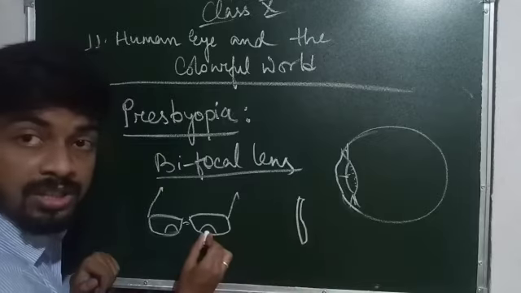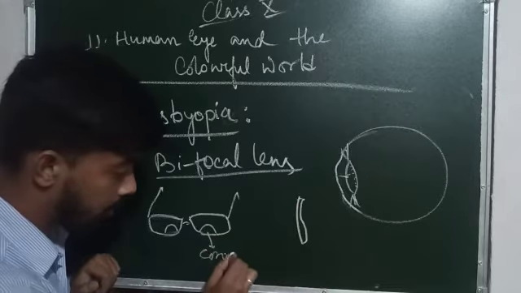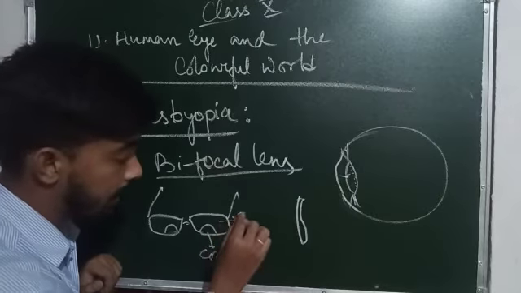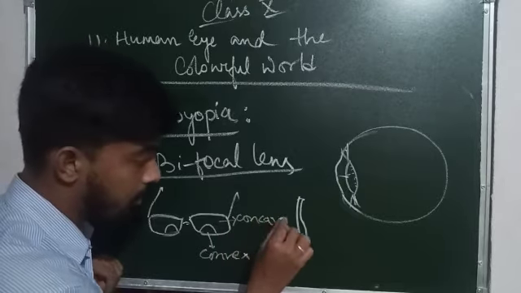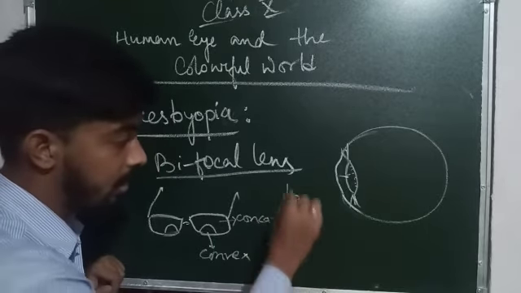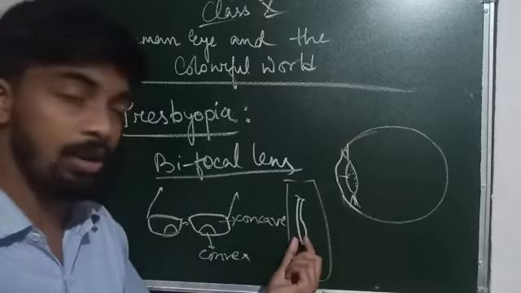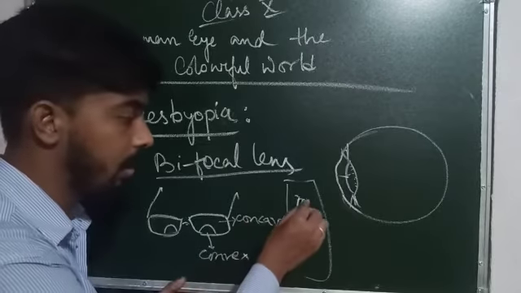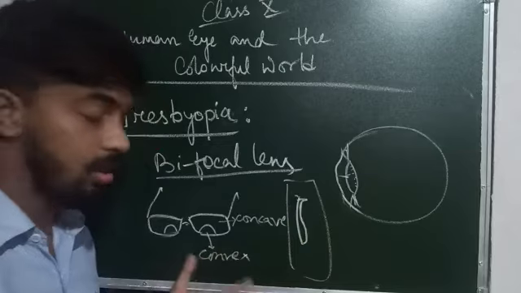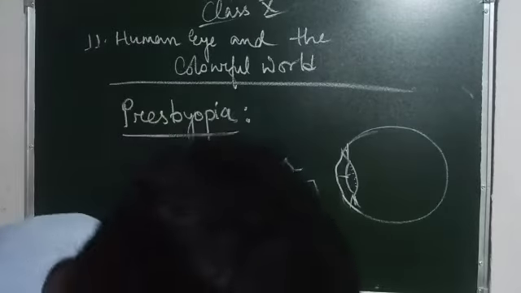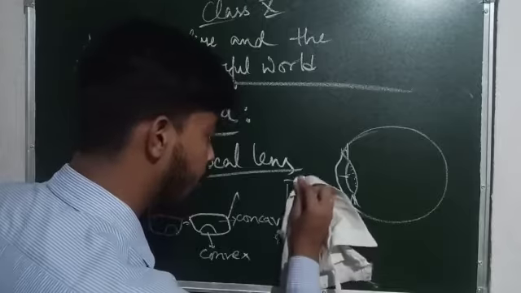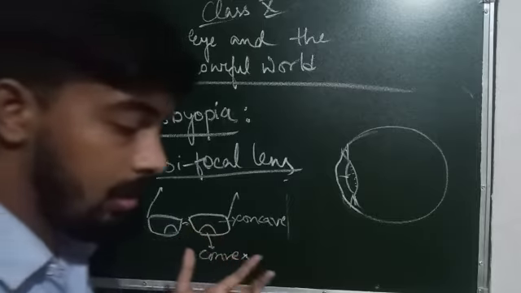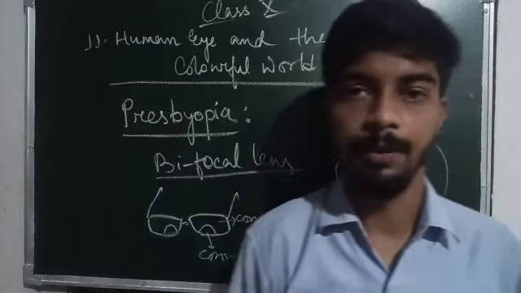The lower part, which is this one, is the convex, to see the near objects clearly, to read a book or something like that. And this is the concave part, to see the objects which are far. Laterally, the lower part is a little bit swollen, which works as the convex lens, and the upper part of the lens is a little bit thinner from the middle, which works as the concave lens. So this type of lens is known as a bifocal lens, and it is used to correct the defect of vision known as presbyopia.